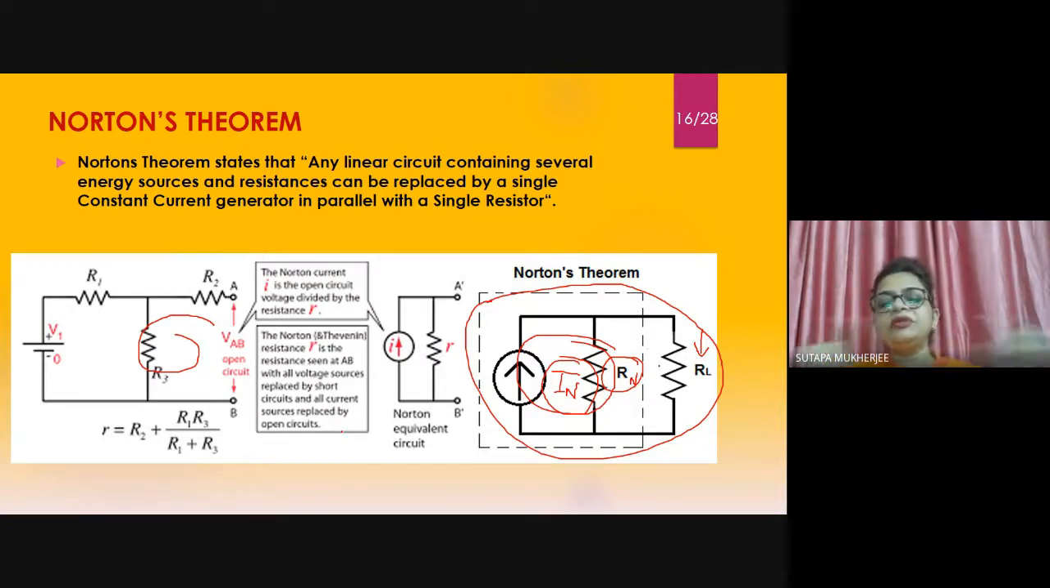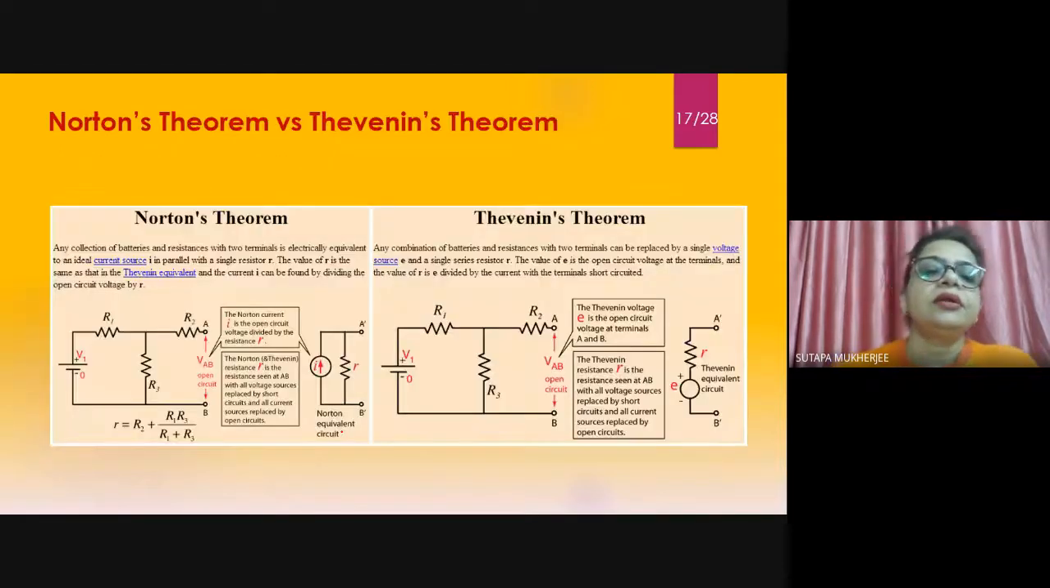All voltage sources will be shorted, and all current sources will be open circuit. Now let's come to a particular problem, then it will be helpful for you to understand what Norton's theorem is and how you can apply it to determine a current in a circuit. Come to the next slide.